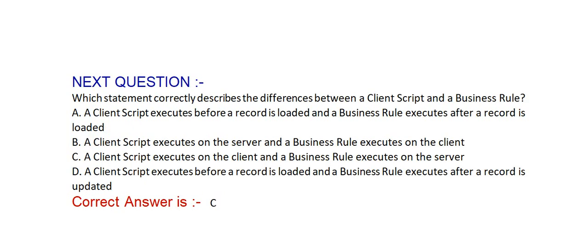Next question is, which statement correctly describes the differences between a client script and a business rule? Option A, a client script executes before a record is loaded and a business rule executes after a record is loaded. Option B, a client script executes on the server and a business rule executes on the client. Option C, a client script executes on the client and a business rule executes on the server. Option D, a client script executes before a record is loaded and a business rule executes after a record is updated. Correct answer is option C, a client script executes on the client and a business rule executes on the server.